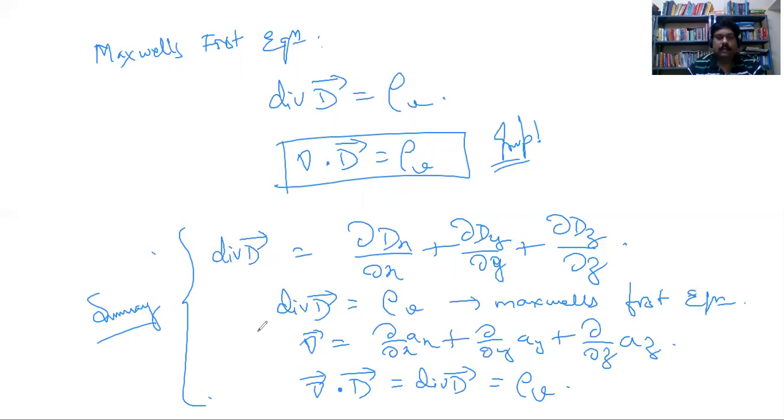In the next class, we'll take the divergence theorem. There is something called the divergence theorem, just like Gauss law. We'll solve an important problem with respect to that in the next class. So for today, the theory is enough. We'll stop here.